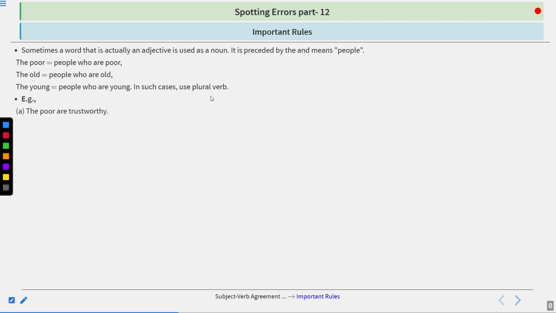Example, the poor are trustworthy. The rich are generally unkind to the poor.